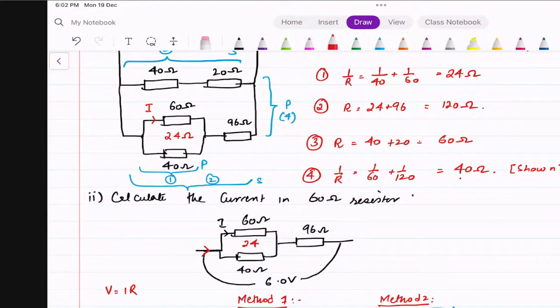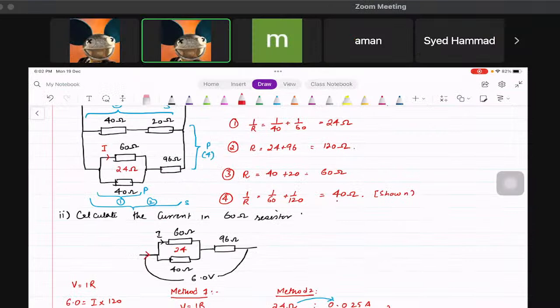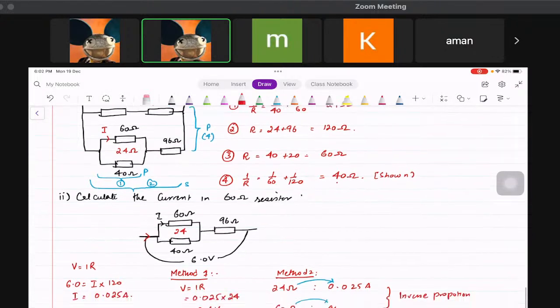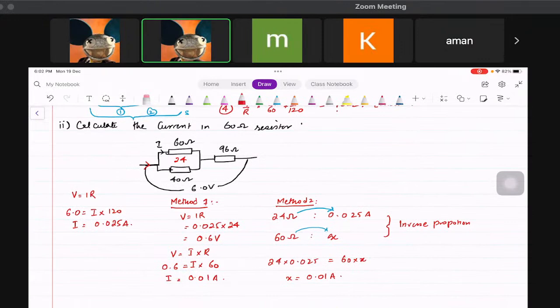Otherwise, it's pretty simple. All right, Khatija and Aisha and Hamad Aman, do you guys understand this? Yes, sir. Very, very good. Now, the next thing we're gonna do is basically called the internal resistance.